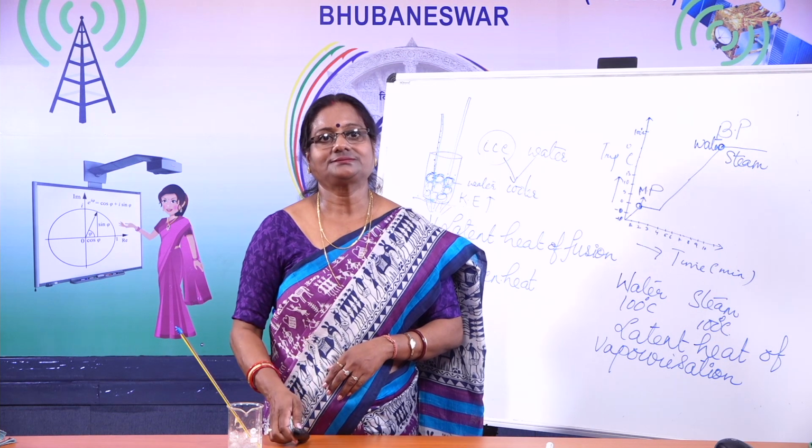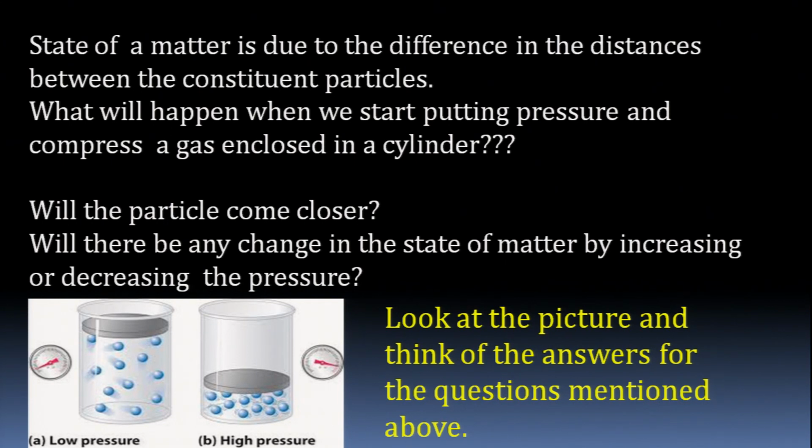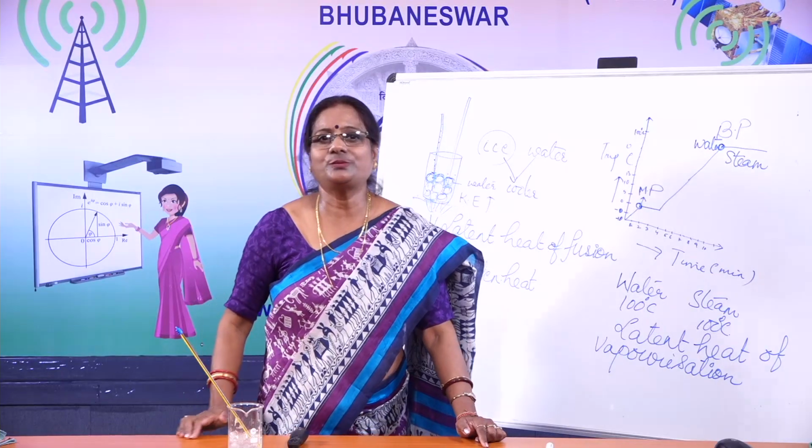Children, state of matter is due to the difference in the distances between the constituent particles. We have discussed that and you know this. What will happen when we start putting pressure and compress a gas enclosed in a cylinder? Will the particles come closer? Will there be any change in the state of matter by increasing or decreasing the pressure? See the picture over here, when the pressure is low and when it is high. Look at the picture and think of the answers for the questions mentioned above. Just let your brain juice it.